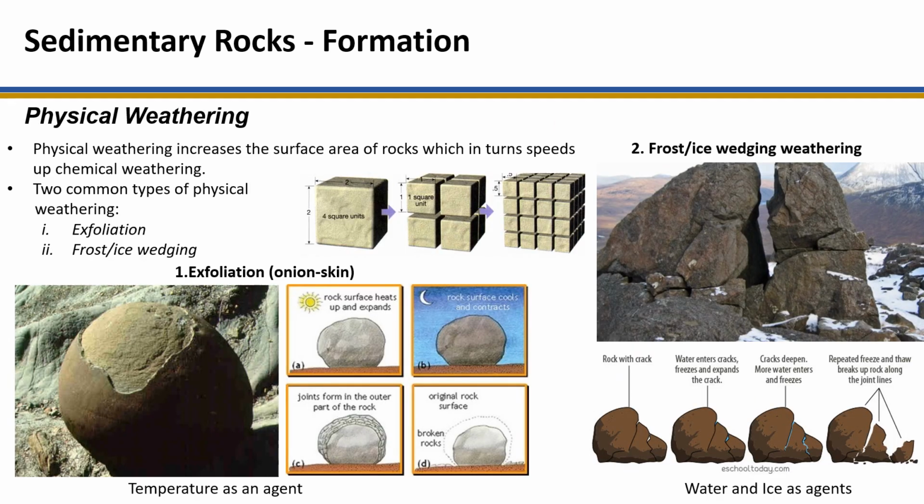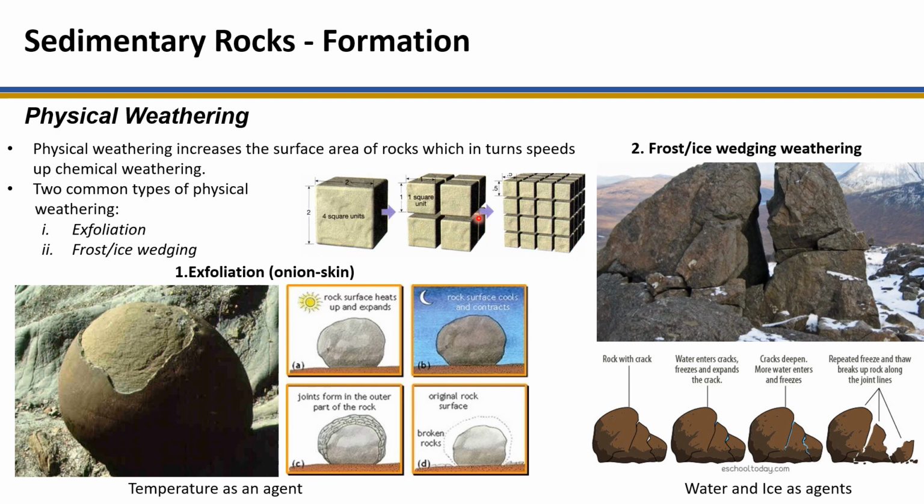Now we take a look at the first weathering, which is physical weathering. Physical weathering breaks down rocks into smaller pieces, like in this picture, which exposes more of the rock surface to the elements. This increases the exposure to elements such as water and oxygen, and it will speed up the chemical weathering later. Therefore, physical weathering can indirectly cause chemical weathering to occur more quickly.